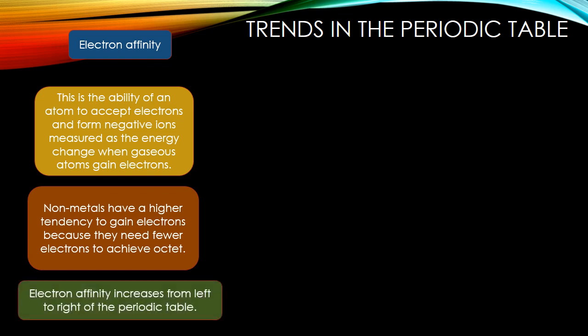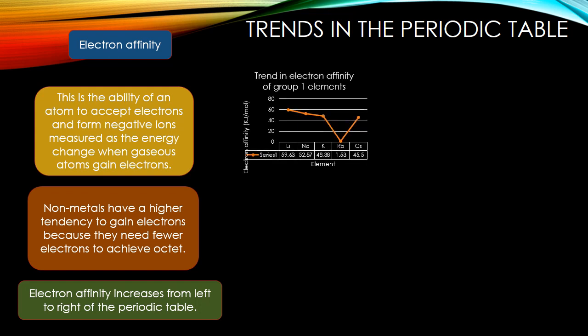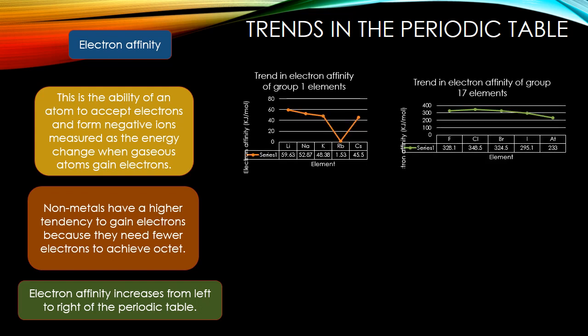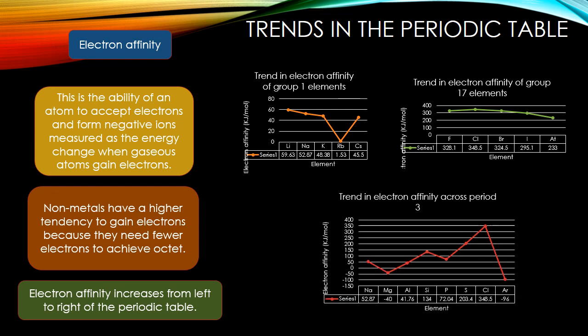Electron affinity, therefore, increases going from left to the right-hand side of the periodic table. So looking at the trend across period 3, electron affinity increases going from sodium to chlorine. Argon has the lowest electron affinity because it is a noble gas.